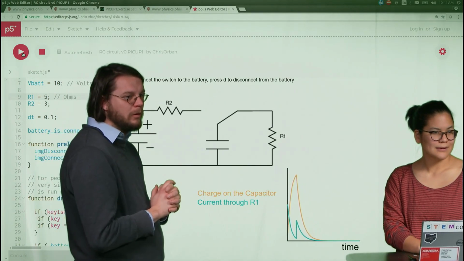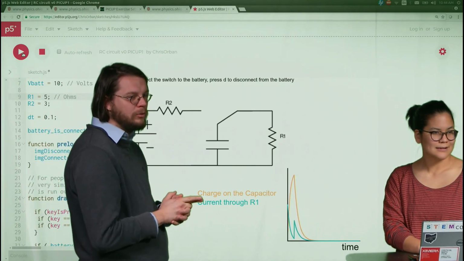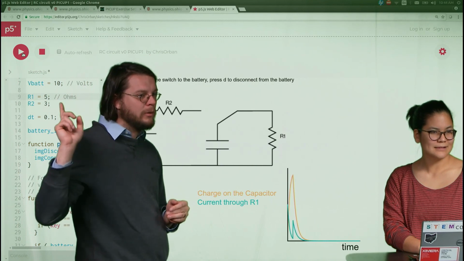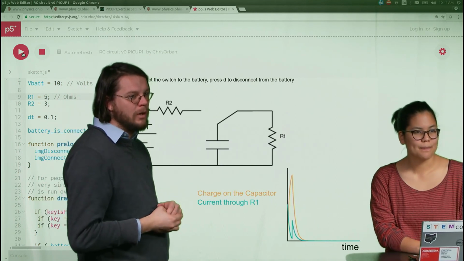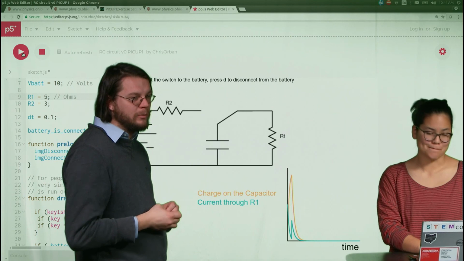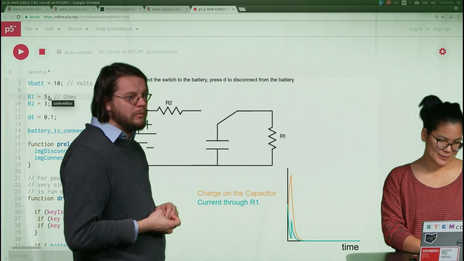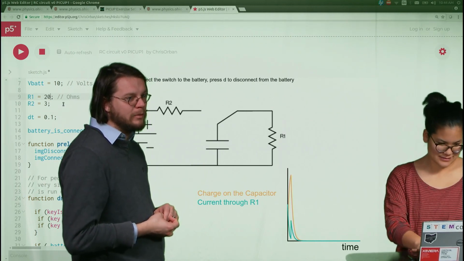I think it took longer last time. That looks like it's a little shorter because right now it's at 5 ohms. Maybe kick it up to 20 ohms and see. I thought that. See if we can make it even more obvious.